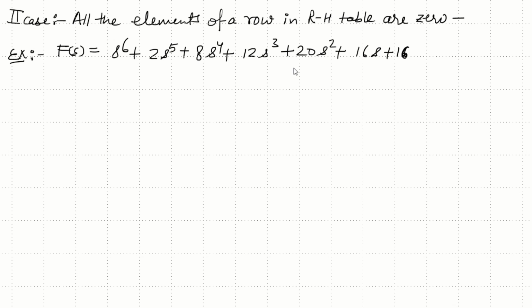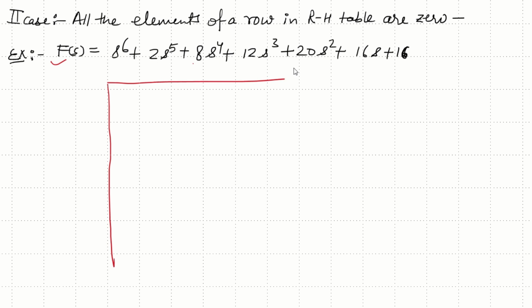In this video lecture, we will discuss what to do if all the elements of a row in a Routh table become 0. So here is one example. F of s, the characteristic equation, is given to us: s to power 6 plus 2s to power 5 plus 8s to power 4 plus 12s cubed plus 20s squared plus 16s plus 16. So let us first draw the Routh table for this particular characteristic equation.